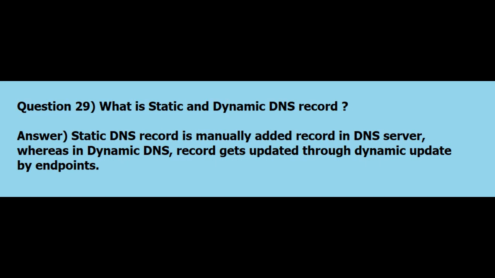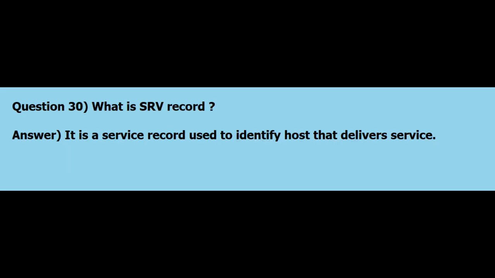Question 29. What is static and dynamic DNS record? Answer. Static DNS record is a manually added record in DNS server, whereas in dynamic DNS, the record gets updated through dynamic update by endpoints. Question 30. What is SRV record? Answer. It is a service record used to identify the host that delivers a service.